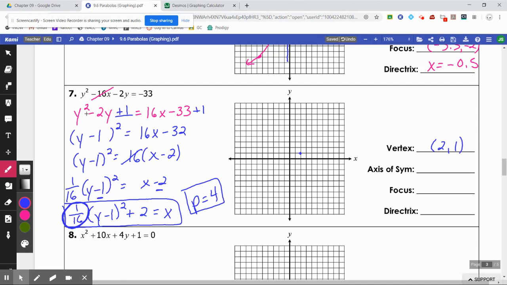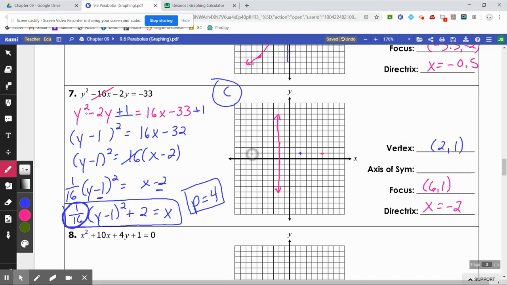Since you have a y squared parabola, it's going to be either left or right. Since your p value is 4, it's got to be a right-shaped parabola. So we're going to go to the right 4. 1, 2, 3, 4 to get our focus. We're going to go left 4 to get our directrix, which would be right here. Let's go ahead and label those. Right 4 would be at 6, 1. It would be your focus. Your directrix, left 4 from 2, it's not a point, x equals from 2, left 4 would be -2.